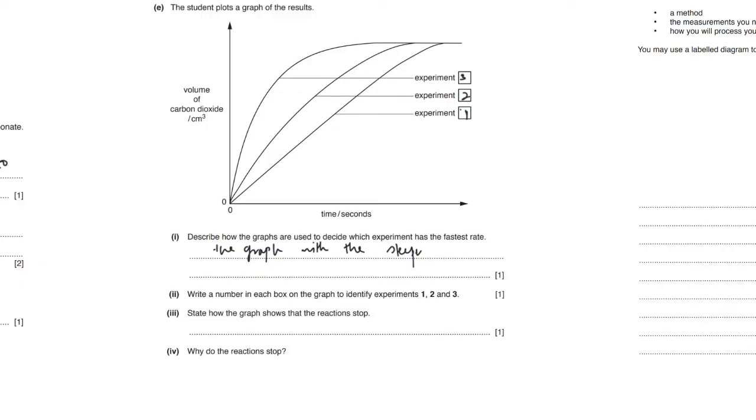How does the graph show that the reactions stop? The graph becomes horizontal, or it levels off.